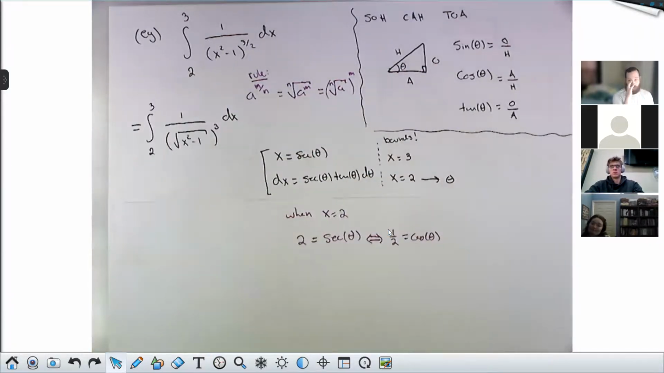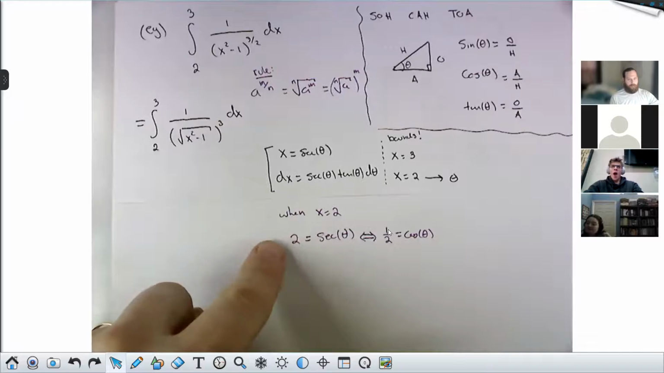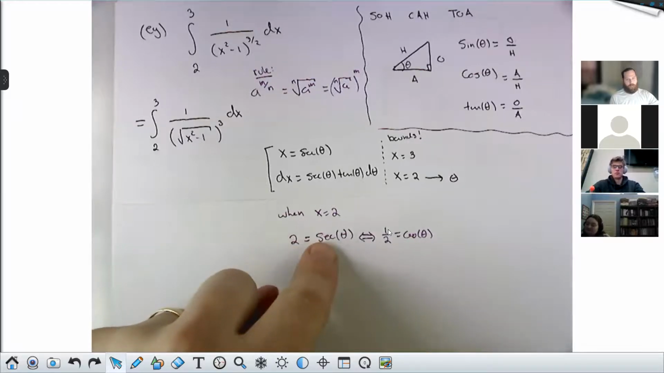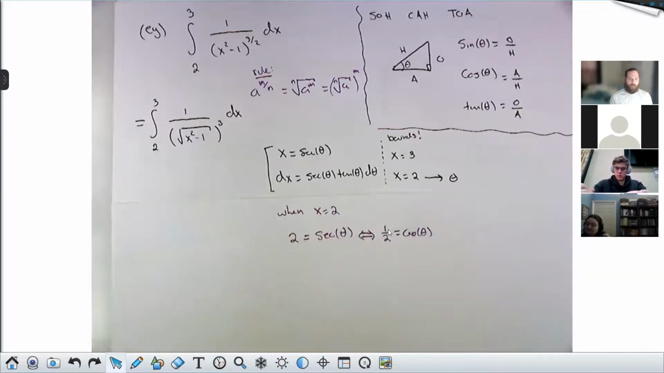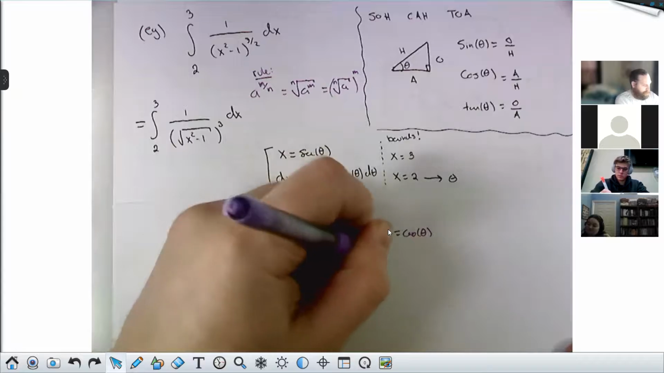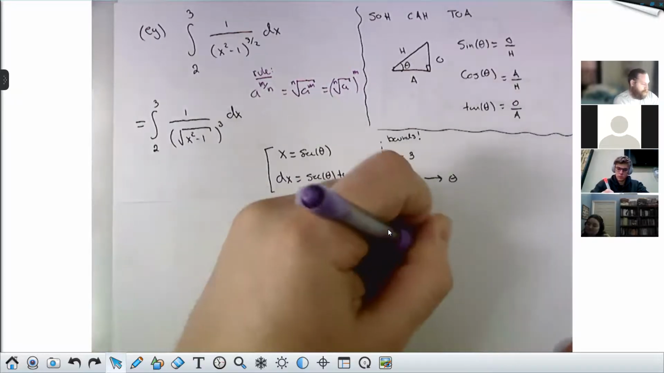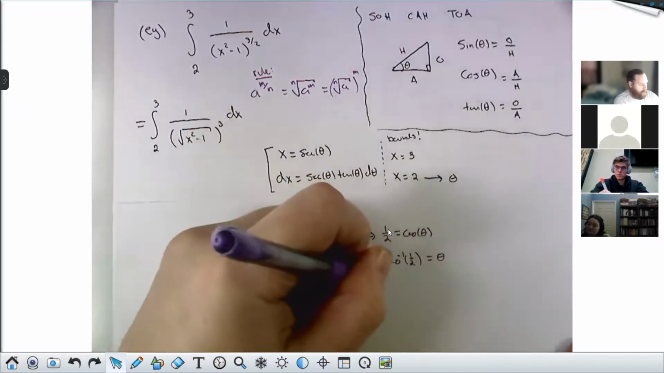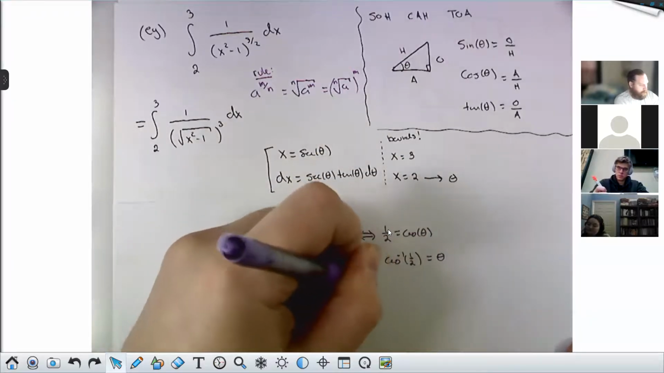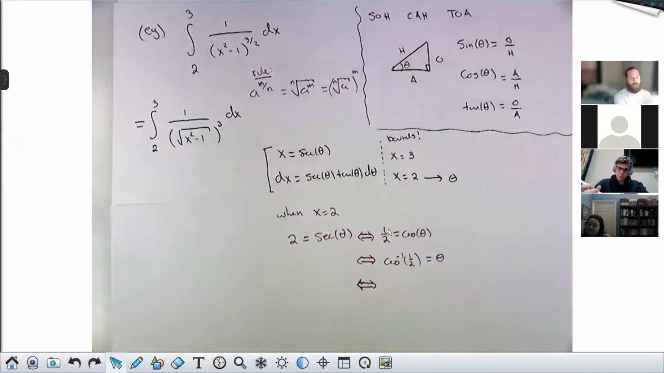Secant is 1 over cosine, right? They are reciprocals. So if 2 is secant theta, take reciprocals on both sides. The left-hand side becomes 1/2. The right-hand side is the reciprocal of secant, which is cosine. So theta will be the inverse cosine of 1/2. What is the inverse cosine of 1/2? What angle between 0 and pi has cosine of that angle equal to positive 1/2?